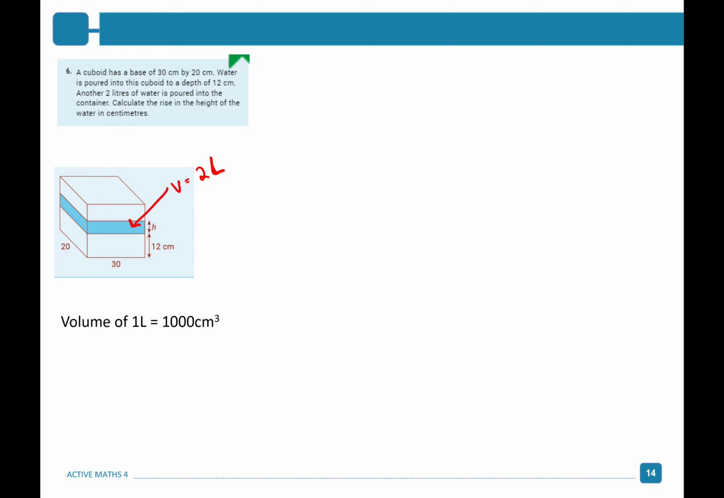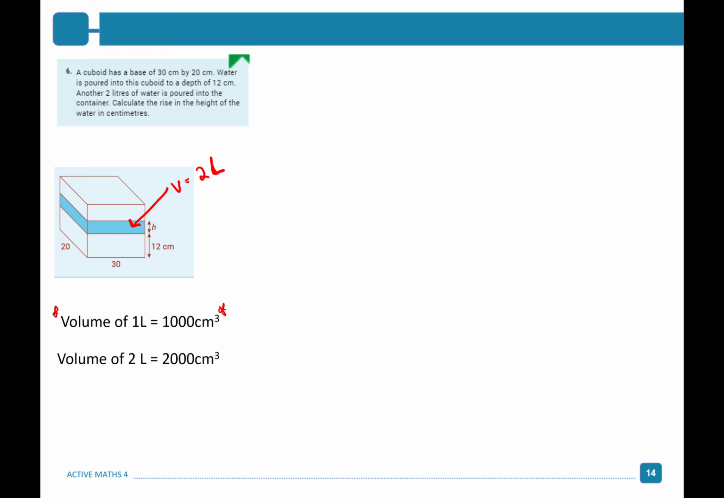So I'm going to convert my liters. I need to convert my liters into centimeters cubed. Now you need to know that the volume of 1 liter is equal to a volume of 1,000 centimeters cubed. Therefore, the volume of 2 liters would be equal to 2,000 centimeters cubed. So I have the volume of this blue area as 2,000 centimeters cubed, and I want to find the height. Okay, so we're looking for our unknown dimension of this blue cuboid, h.